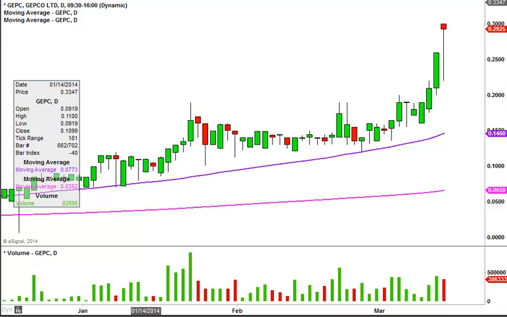First area of support was actually put in yesterday and then confirmed today. So what do I mean by put in yesterday and confirmed today? Well, this high here was at 22 cents, so that was a resistance. Yesterday, you can see the price just busted up through there.